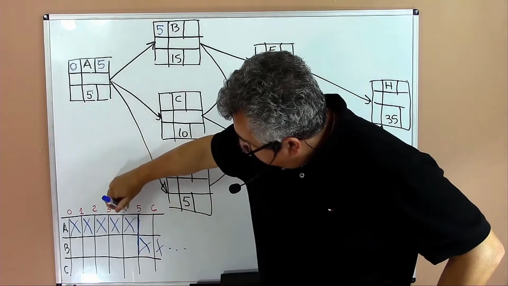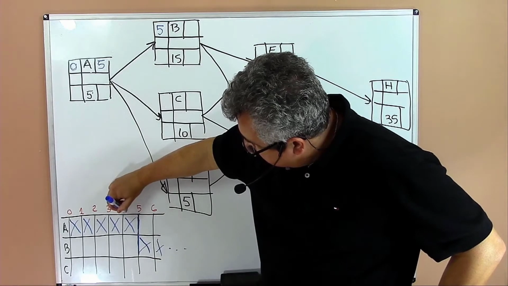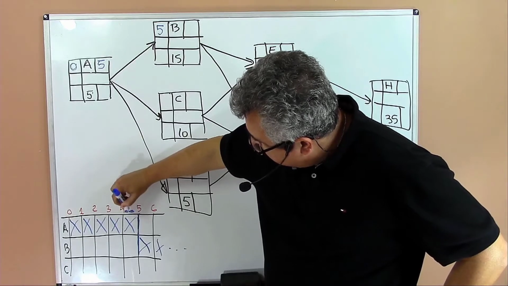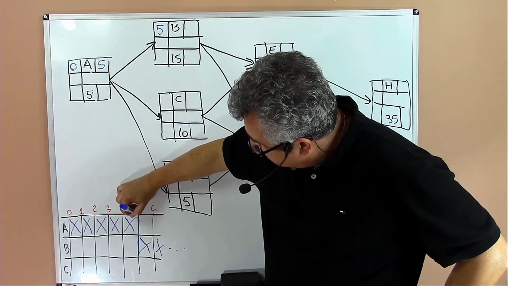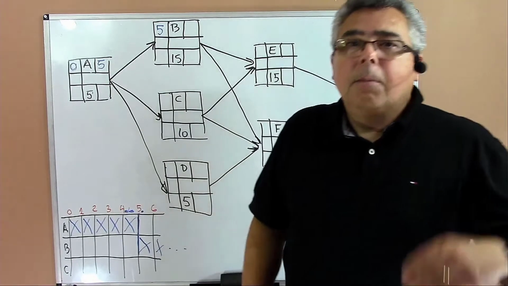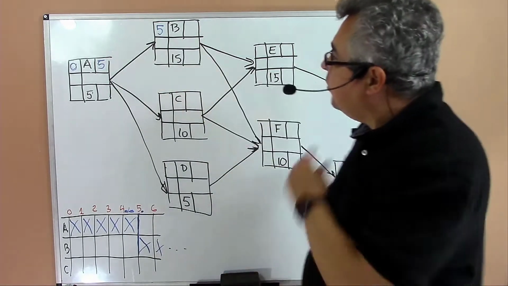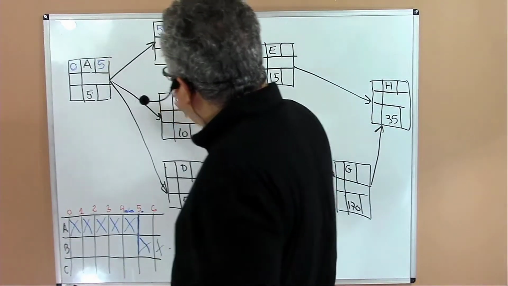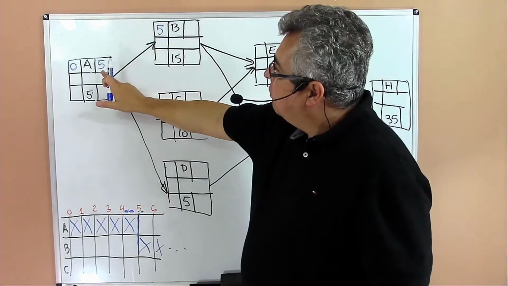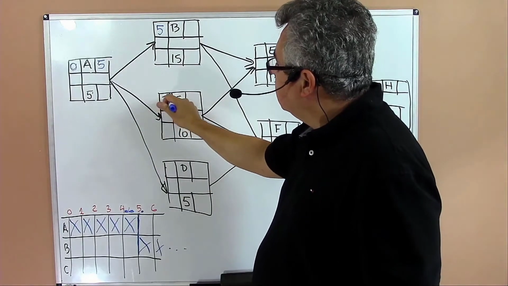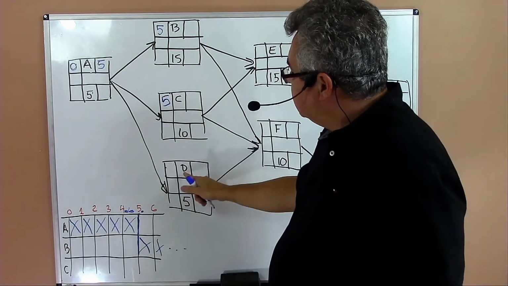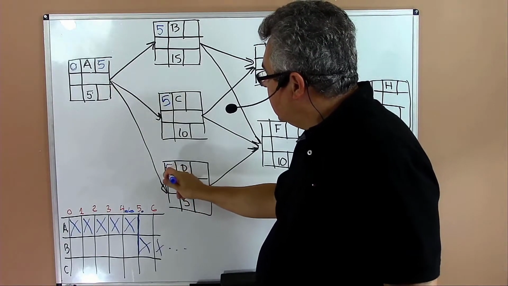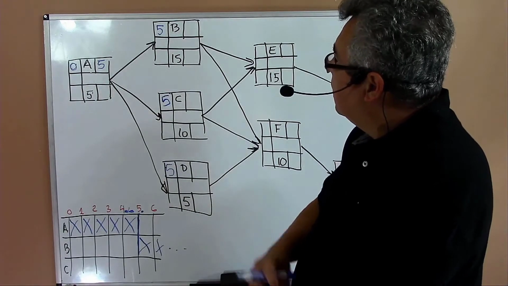So the 5 starts here. That's the morning of day 5, afternoon of day 5, and then I finish day 5. So I start here at the beginning of day 6, but after day 5. The same thing here: we can start activity C when I finish A, so I start C on day 5. The same thing for D. I can start D after activity A, so I'll be starting D on day 5.